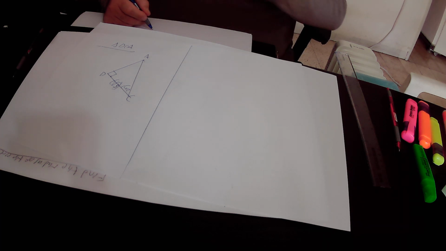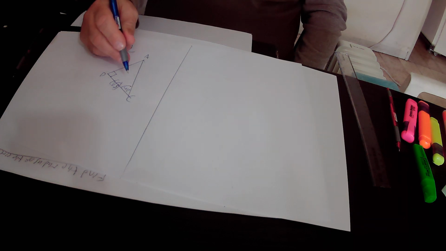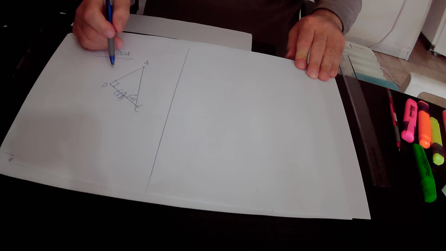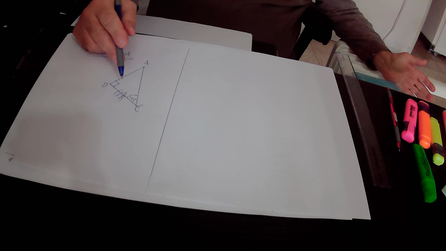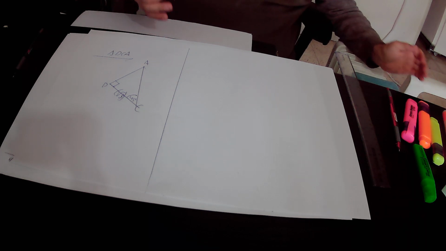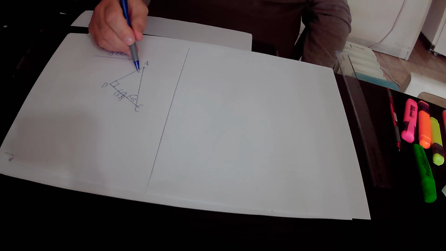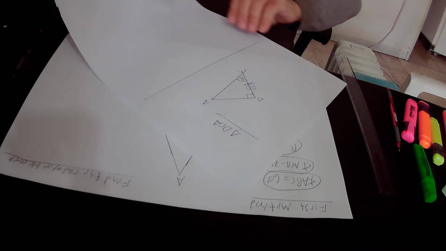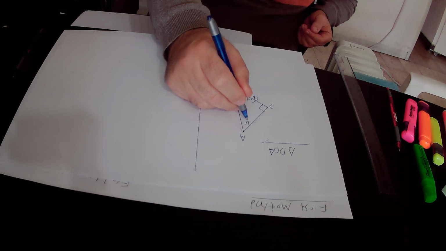So in this right triangle, the sum of the angles must be equal to 180 degrees. Which angles do we have in this right triangle DCA? This angle equals 90 degrees, plus this angle that is 45 degrees. 90 degrees plus 45 degrees equals 135 degrees. Therefore, the missing angle here must be equal to 45 degrees, in order to complete the sum of the angles in this right triangle DCA to 180 degrees.